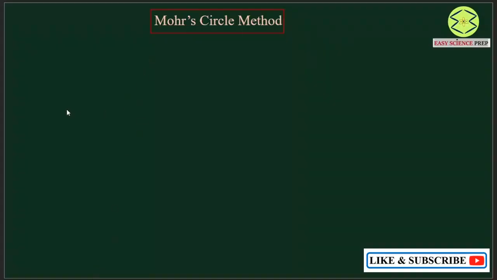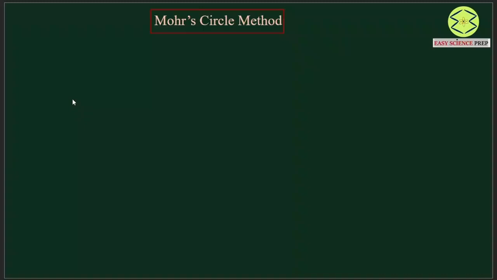So friends, in today's session we are going to understand a very important topic known as the Mohr circle method. The Mohr circle method is used for analysis of stress transformation by using a graphical technique. So it is a graphical method of analyzing stress transformation in the body.